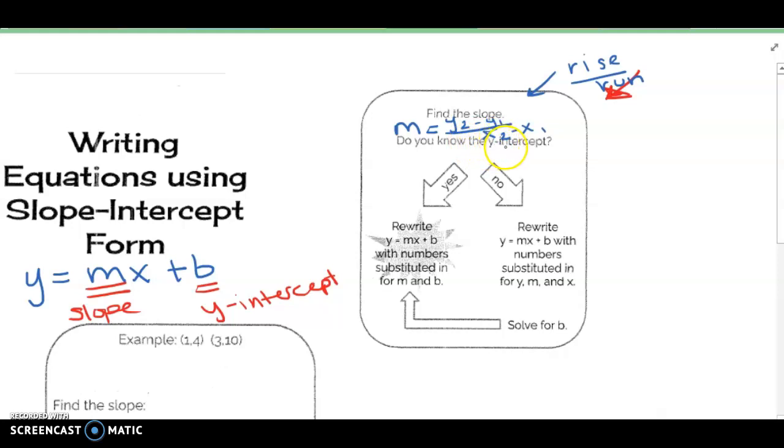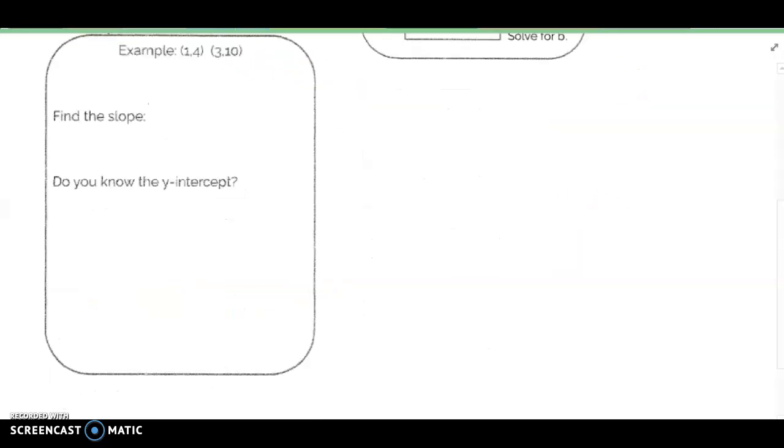So after you find the slope, you have to ask yourself whether or not you know your y-intercept. If you do, you're going to go over here, okay? And then just write it in y equals mx plus b. You have the slope, you have the y-intercept, plug it in, there you go. Okay? If you don't, then we have to go through this process here, and we have to solve for b.